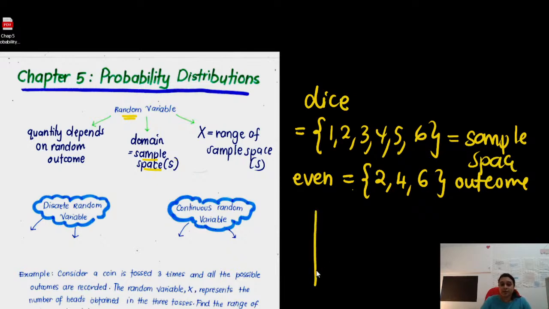If you all still remember, domain and range. We follow the graph: domain is the x and the range is the y. All right.